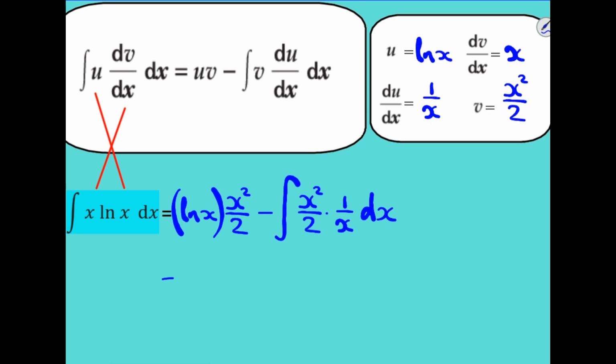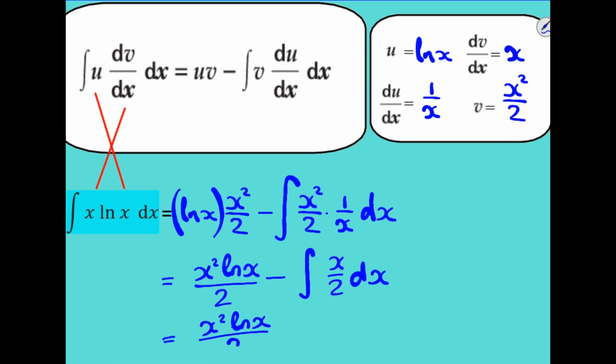The good thing here is that the integral actually simplifies very, very nicely to x over 2. And this becomes very easy to integrate, and we're left with this expression at the end.